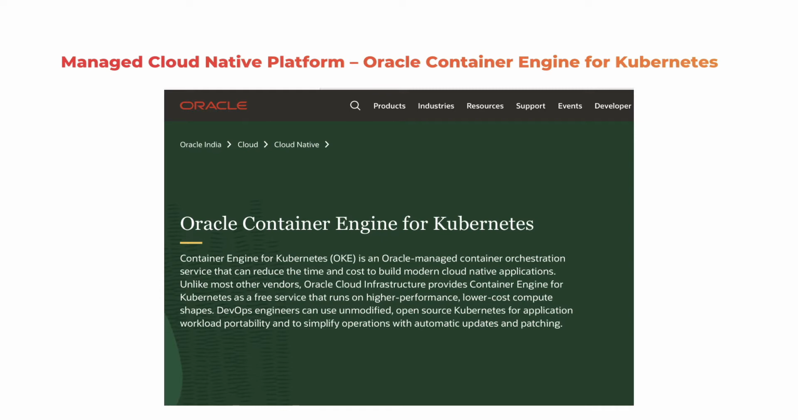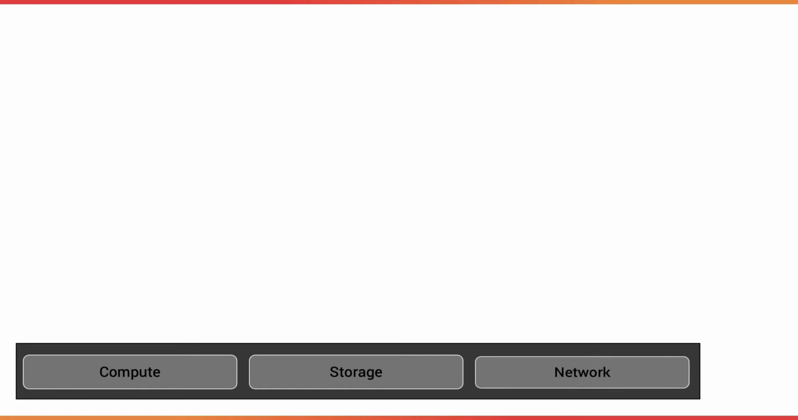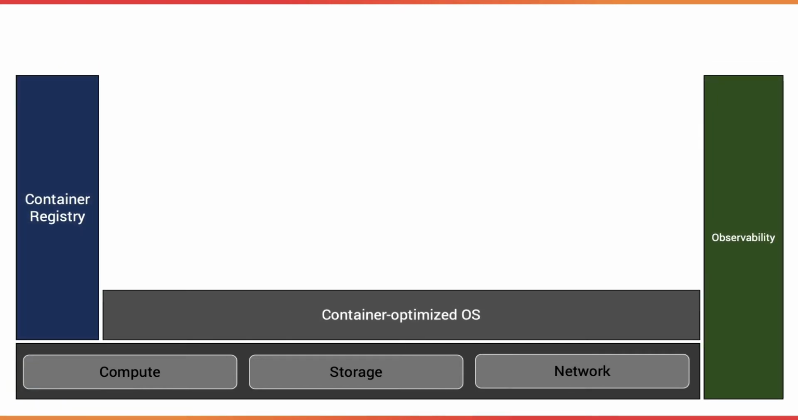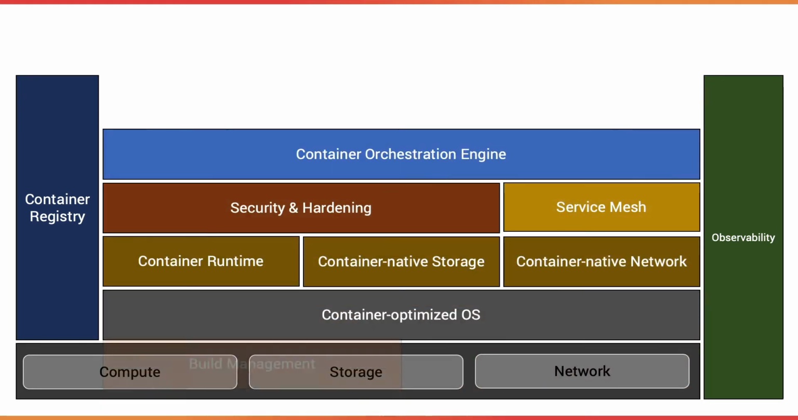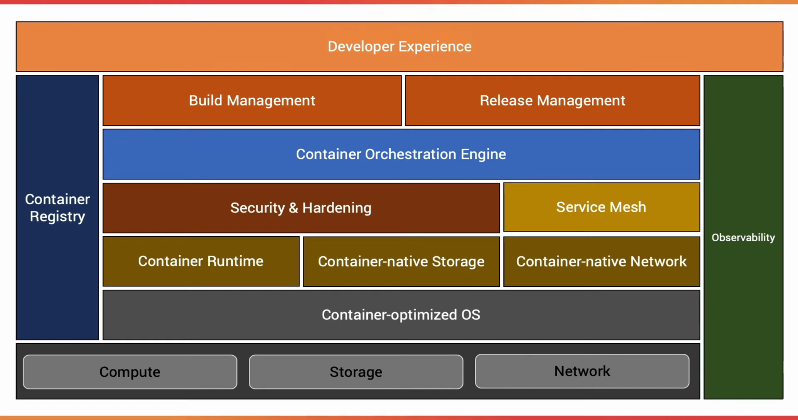Now let's take a closer look at the cloud native stack. So this is both on-prem and the cloud, wherever you run. These are the core building blocks, and this is how a cloud native stack is assembled. So let's take a closer look at this. We have multiple layers. It all starts with the compute, storage, and network, and then an operating system layer followed by various other components. For example, the container runtime, storage, network, followed by service mesh, and then we have a container orchestration engine, and of course, build management, release management, and finally the developer experience.